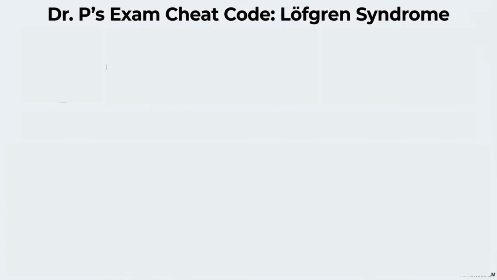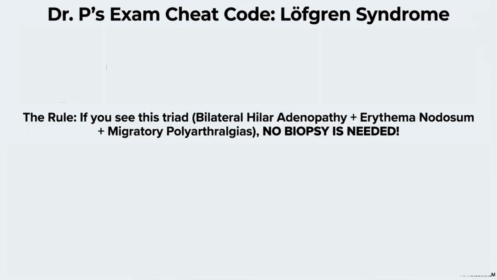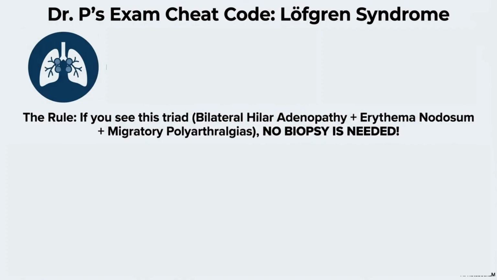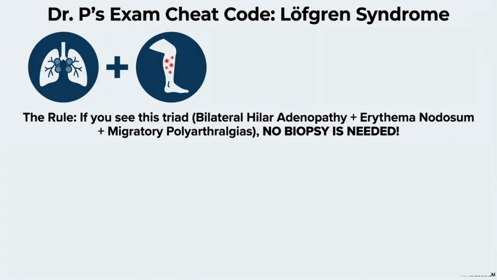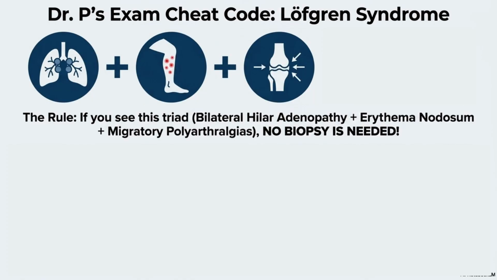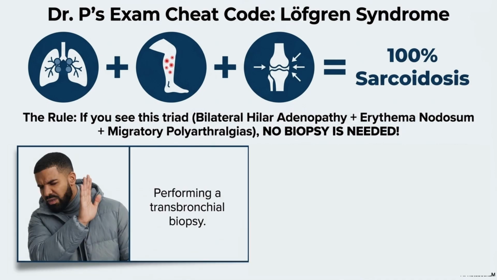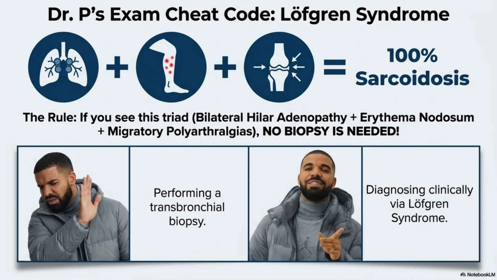Let's lock in those points with Dr. P's exam cheat code on Lofgren syndrome. The rule is simple. If you see this specific triad, bilateral hilar lymphadenopathy plus erythema nodosum plus migratory polyarthralgias, that equals 100% sarcoidosis. Therefore, no biopsy is needed. If asked for the next step, do not choose performing a transbronchial biopsy. Instead, you are diagnosing clinically via Lofgren syndrome.